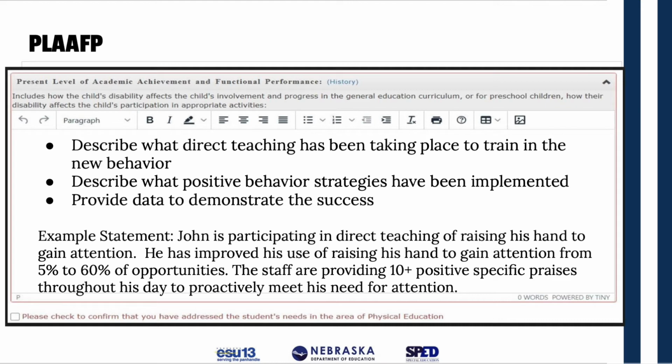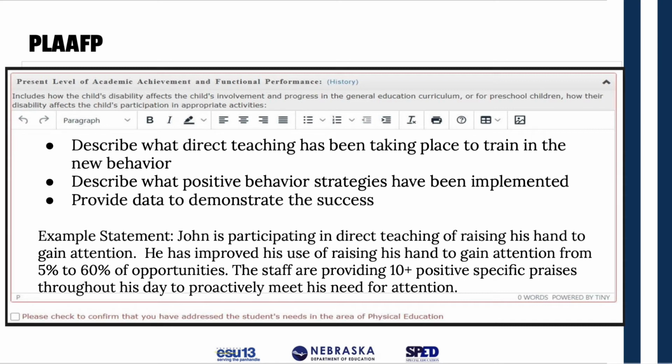And then we always provide data. In this example, we put John is participating in direct teaching of raising his hand to gain attention. He has improved his use of raising his hand to gain attention from 5% to 60% of opportunities. The staff are providing 10 plus positive specific praises throughout his day to proactively meet his need for attention. This was very basic and minimal.